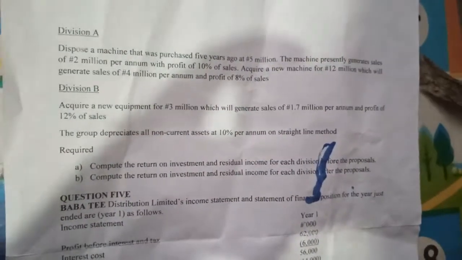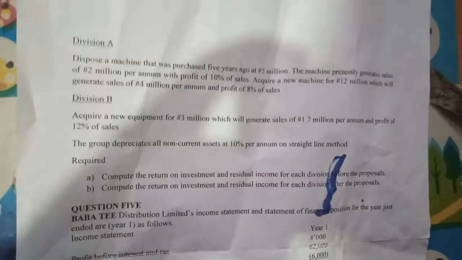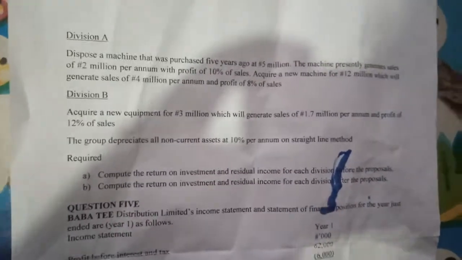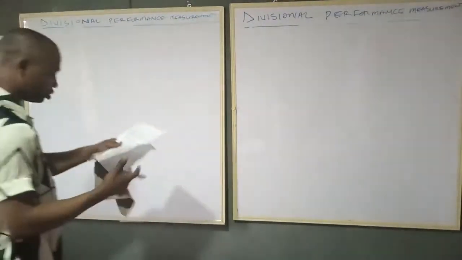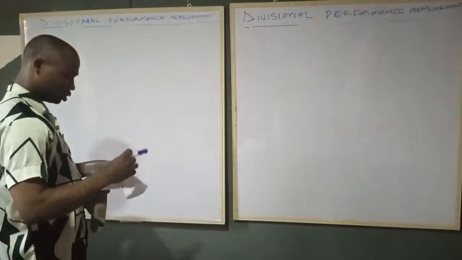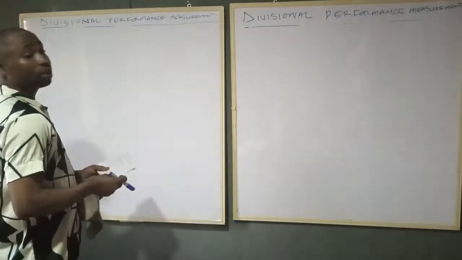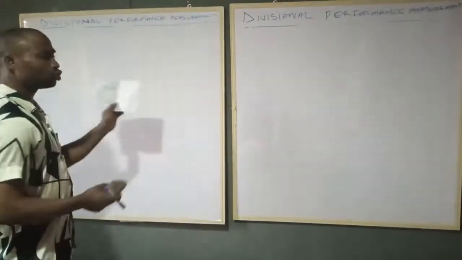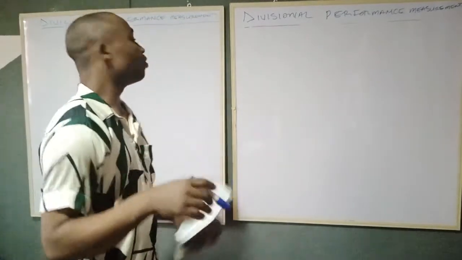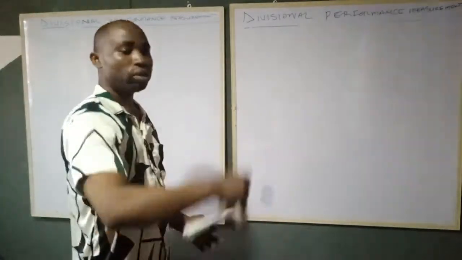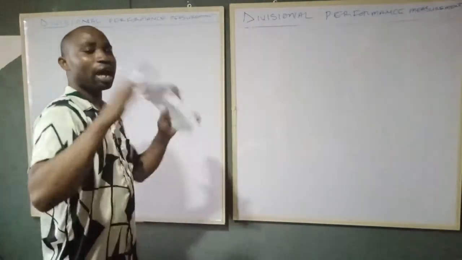Required: compute the return on investment and residual income for each division before the proposals. Two, compute the return on investment and residual income for each division after the proposal. This particular question falls under a company that has a proposal. What they ask us to do here is to compute the return on investment and residual income for the company before the proposal, and after the proposal.